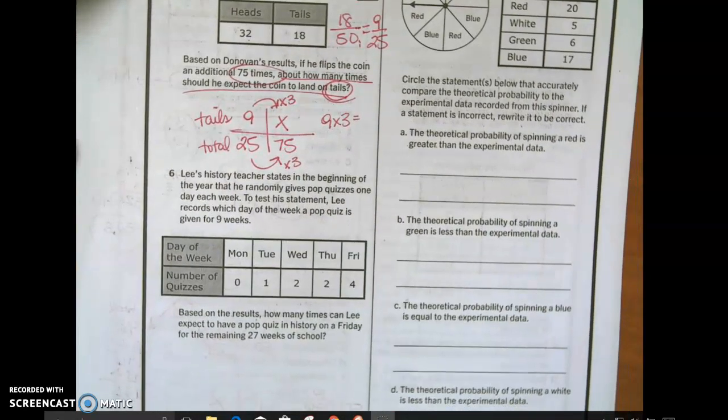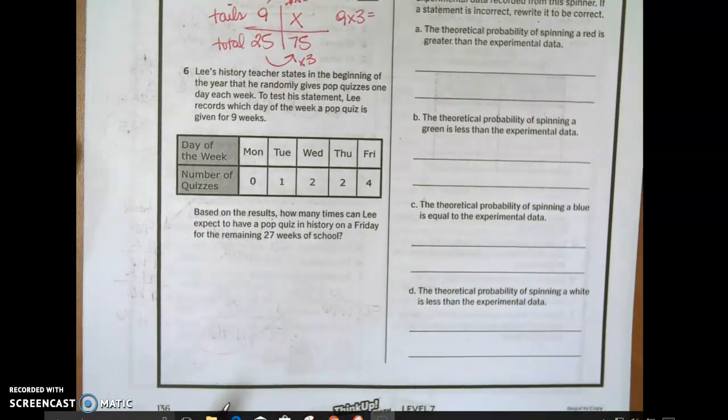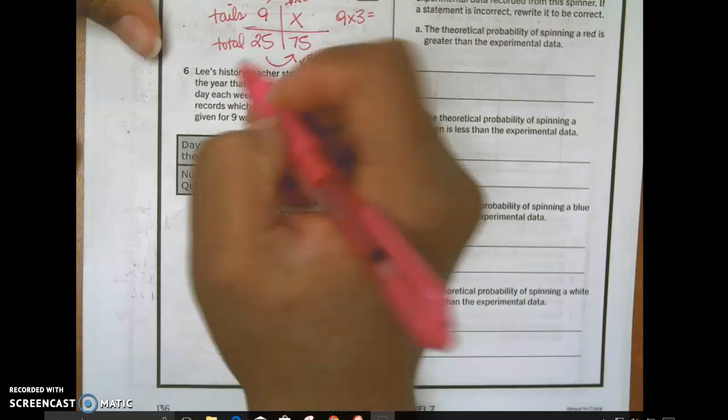Okay, do I need to go back to Javi? Let's look at number 6. I haven't done that one today yet. Lee's history teacher states in the beginning of the year that he randomly gives pop quizzes one day each week. To test his statement, Lee records which day of the week a pop quiz is given for 9 weeks. What is given to me right now? The 9 weeks. The total amount of weeks.